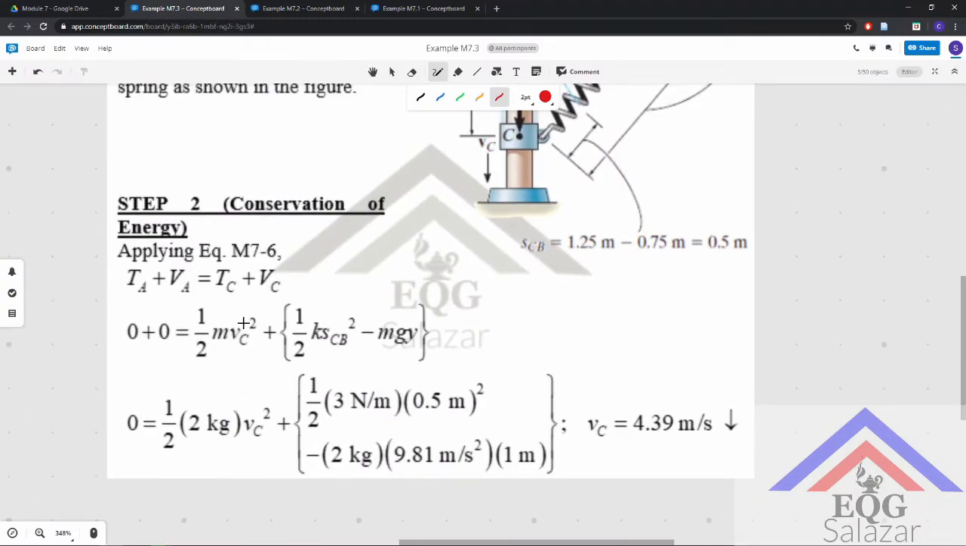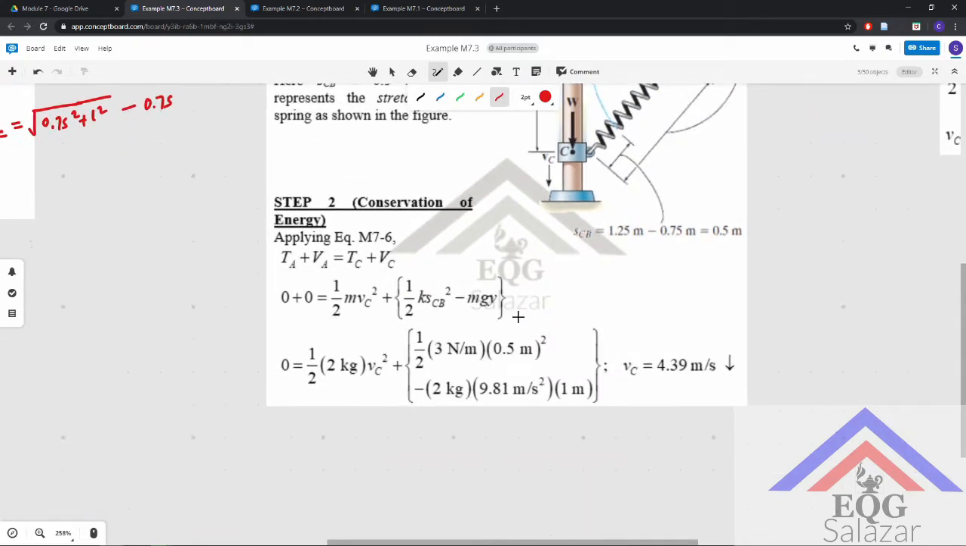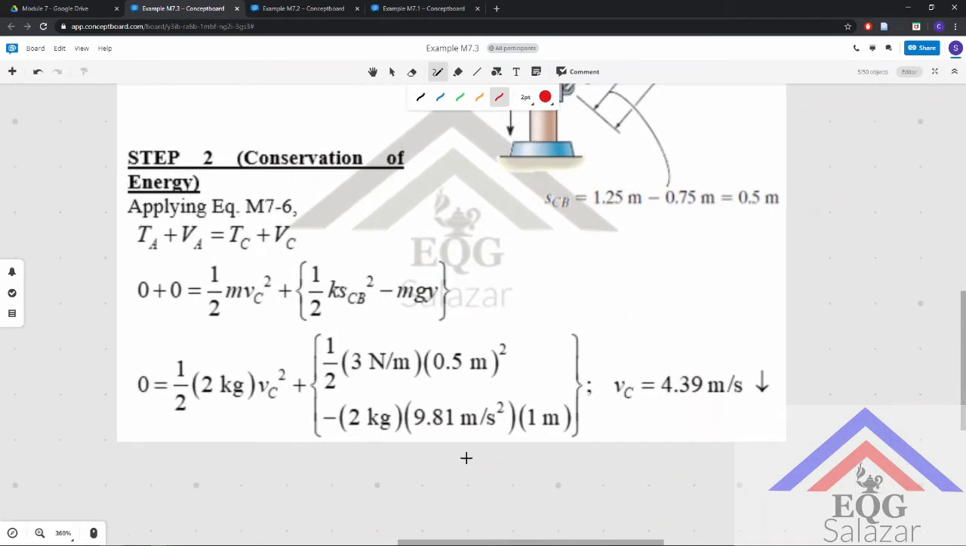We have 1/2 mv squared, so that's TC, plus the sum of potential energies, or the potential function, which is 1/2 k SCB squared minus mgy. Okay, so we know why this is positive and this is negative already. Okay, so plugging in values, you should be able to arrive at a vC of 4.39 meters per second downwards.